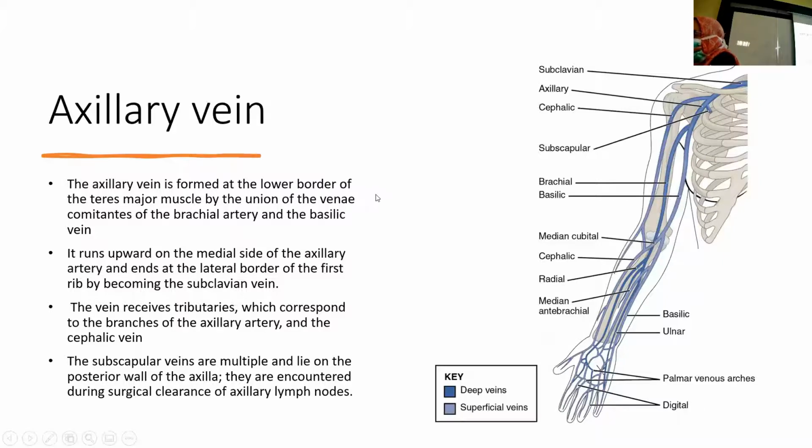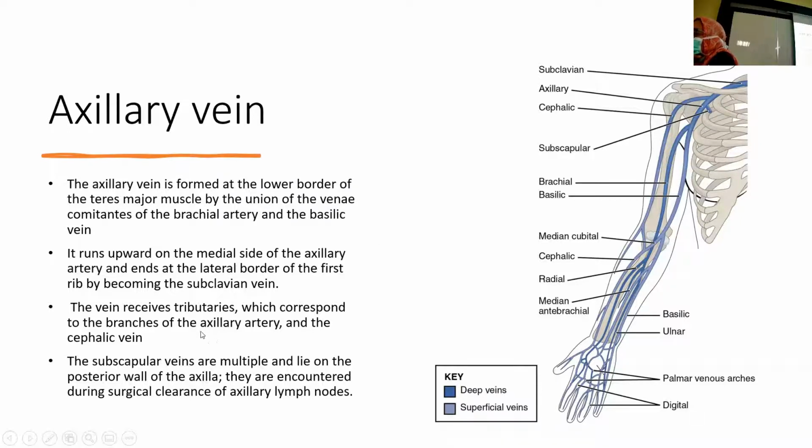Axillary vein is formed at the lower border of teres major muscle. So union of vena comitans of brachial artery, and then also the basilic vein. Those two drain into the axillary vein, and then it runs upward on the medial side of the axillary artery, and ends at the lateral border of the first rib, and then becomes the subclavian vein.